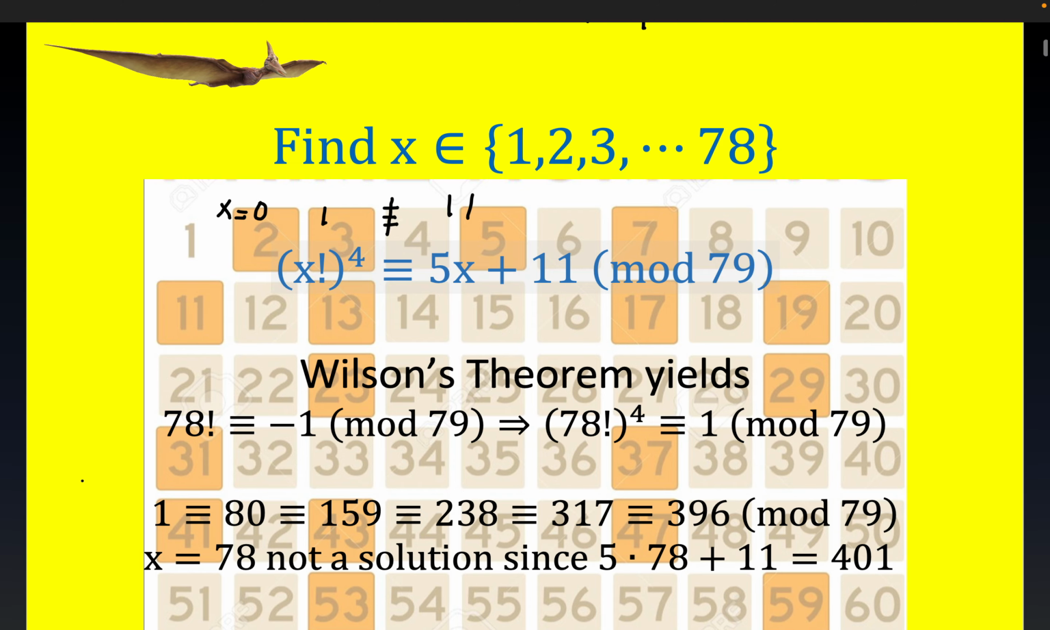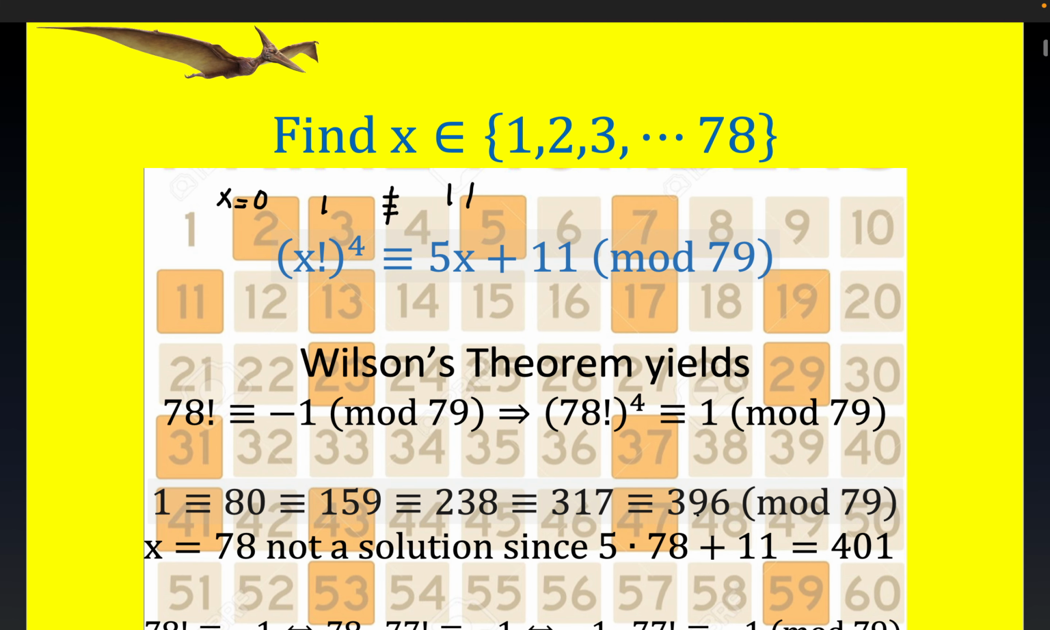And also to observe this string of congruences. Each of these is a multiple of 79. From here to here is 79, from here to here is 79, and so on, the difference, right? And so we get out to 396, and 78 would not be a solution, since you can just tell when you substitute in, you get 401, which would not be a number in this list, right? So for that reason, 78 is not a solution.